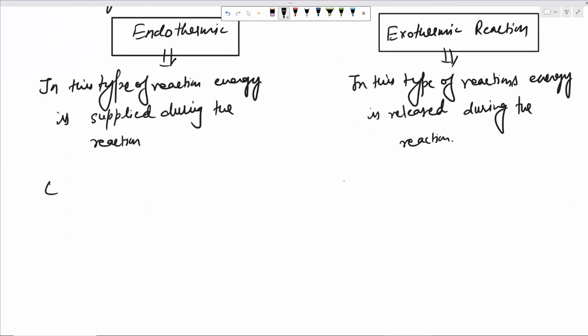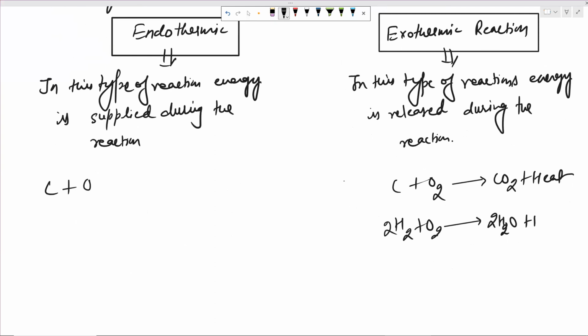For example, if you burn carbon, you will get carbon dioxide plus heat. If you burn hydrogen gas, you will get water plus heat and light. So the energy is released during this reaction. Like you have calcium oxide, you add it to water, you will get calcium hydroxide. Okay.